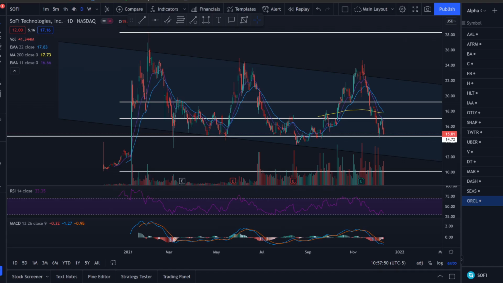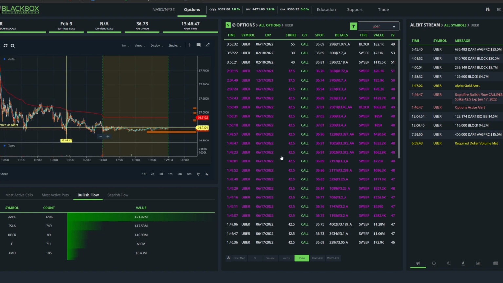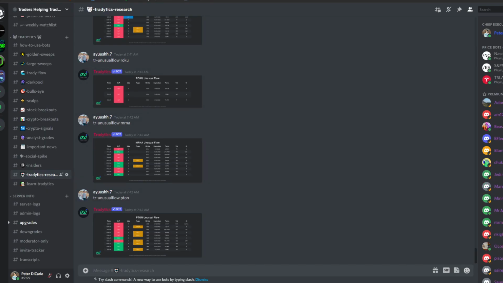So let's go back and look at a stock that had really good flow on Friday, something like Uber. Let's talk about how to read it first, then we'll talk about what we're going to actually look for. We're going to go over how to do this with Blackbox, and then how to do this with the Tradie Ticks software.